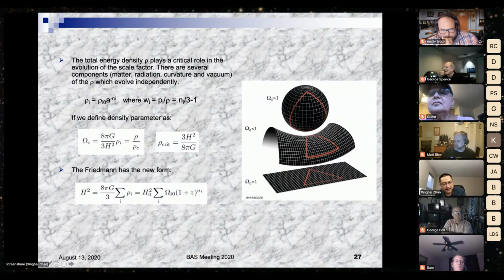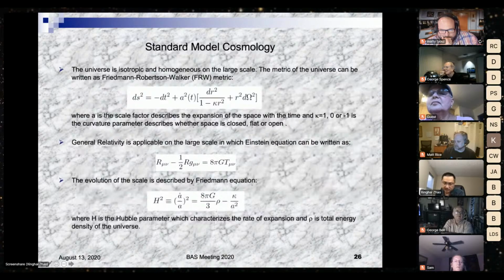So remember what H is? H is a dot over a. What is a? a is the scale factor of the universe. That's the relative size. By the way, for the current universe, a equals 1, just by definition. So the scale factor of the current universe is 1, and of course early on it is smaller. So a is the relative size of the universe.